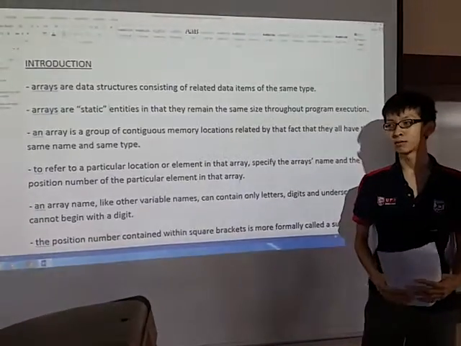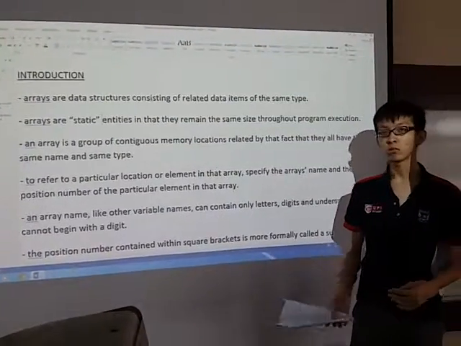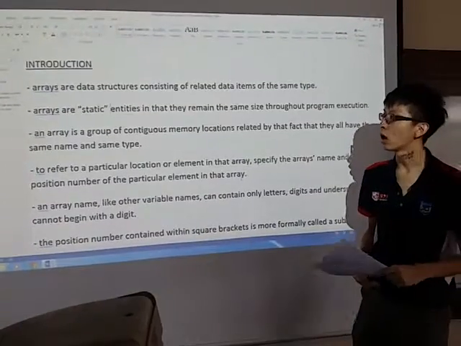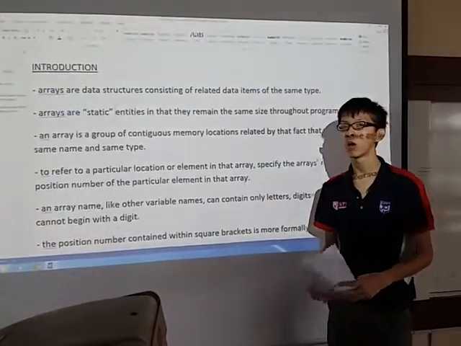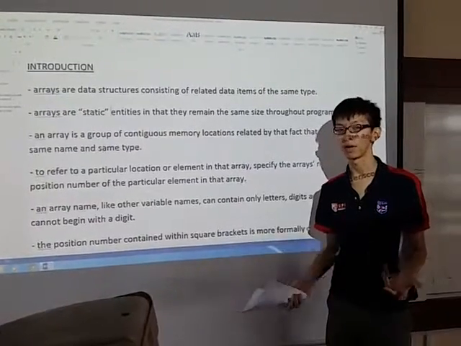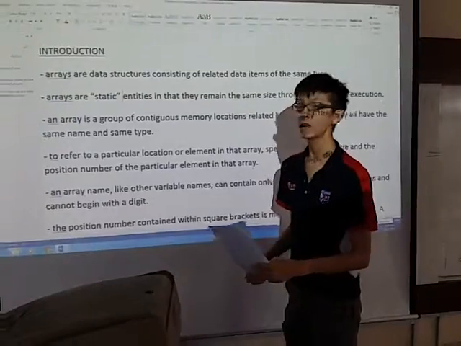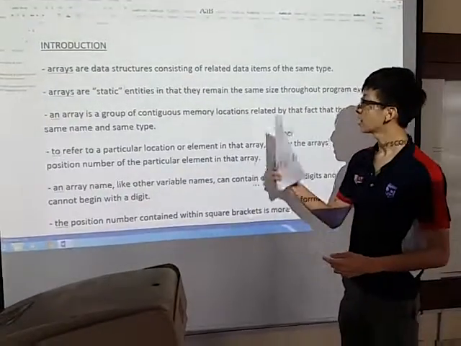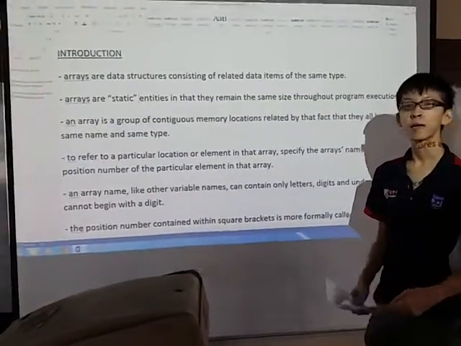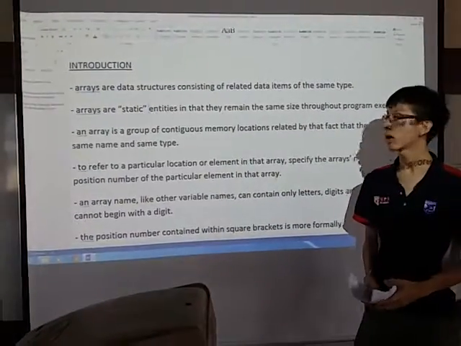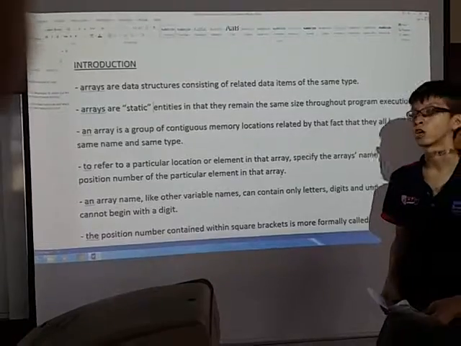Everyone, today we are going to give a slide about the mini project which is called array. So actually, what is an array? Arrays are data structures consisting of related data items of the same type. Arrays are static entities in that they remain the same size throughout program execution.